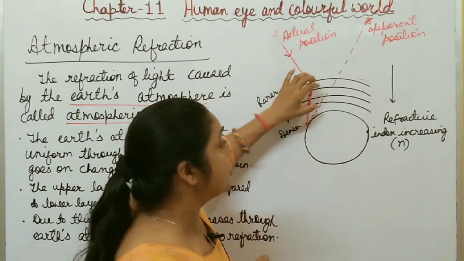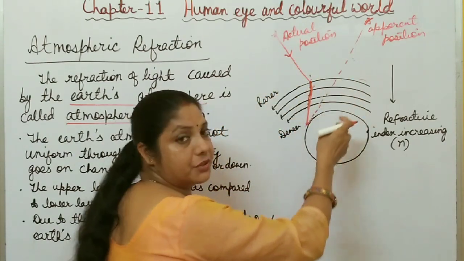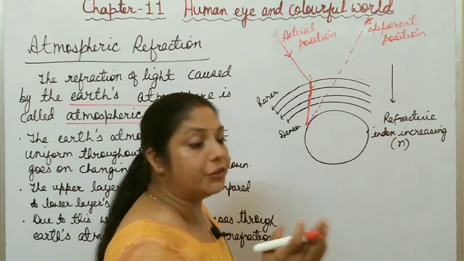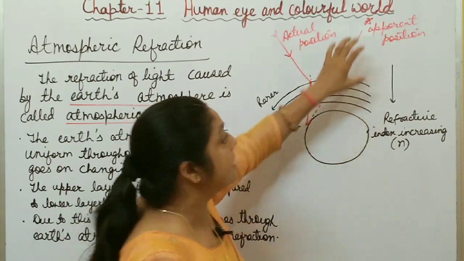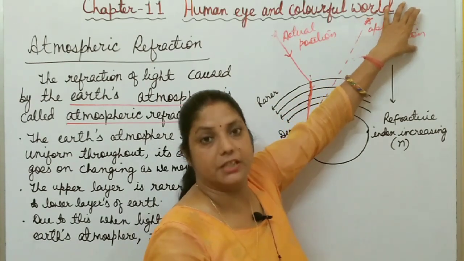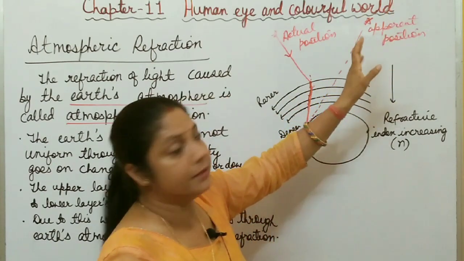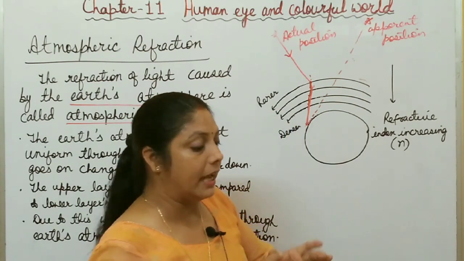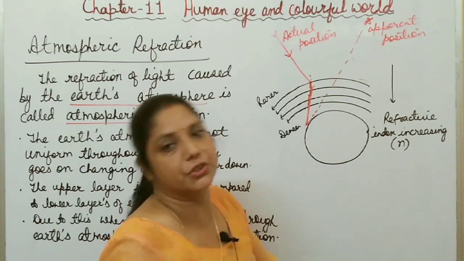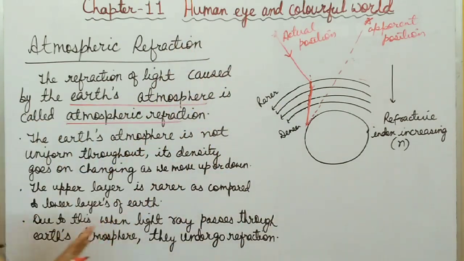Also, the temperature of different layers of the atmosphere changes with time. So due to the change in temperature with time, this apparent position is also not fixed. It also changes. So due to this, atmospheric refraction takes place and the apparent position also changes with time. This is about atmospheric refraction. So you write these 2 points.